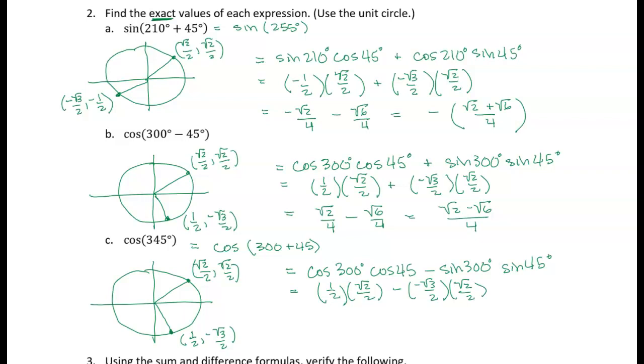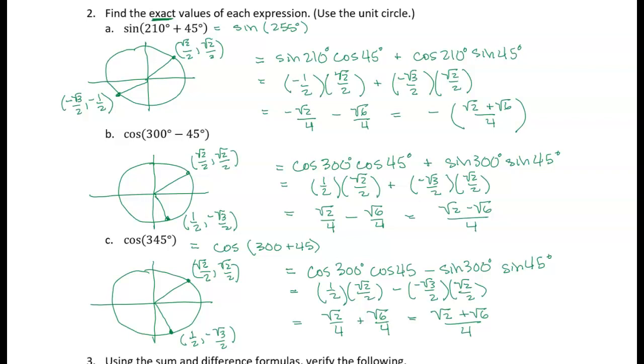Okay, and then we can simplify that. We get the square root 2 over 4. And then we have minus a negative, so I'm going to make that a plus, square root 6 over 4. I can rewrite that as square root 2 plus square root 6 over 4. Now I want you to notice something. If you go back to example 1, this is the same answer that we got for example 1.